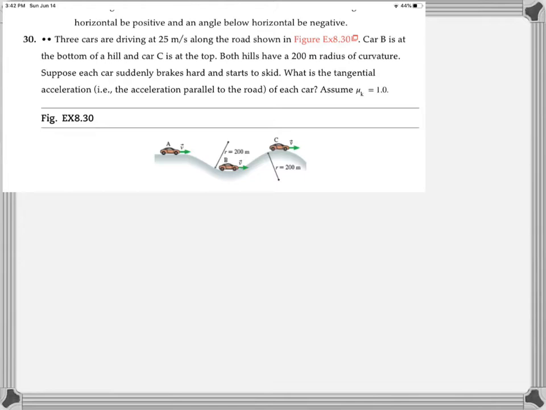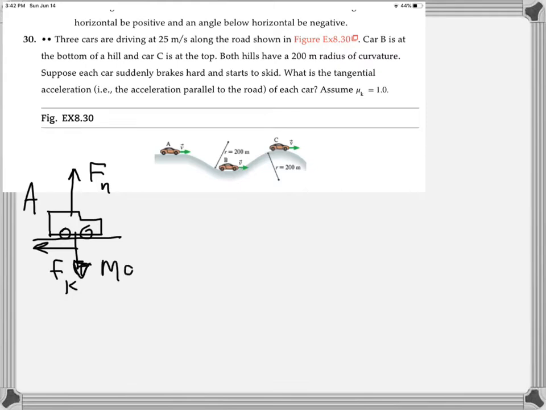So let's do the sketch here. So that is car A. We have the force of kinetic friction because the car is skidding. The normal force with the road, Fn upwards. We have the weight of the car and friction to the left. So the acceleration of this car, because the only horizontal force is the force of kinetic friction, is going to be to the left. And they're asking us to calculate this.